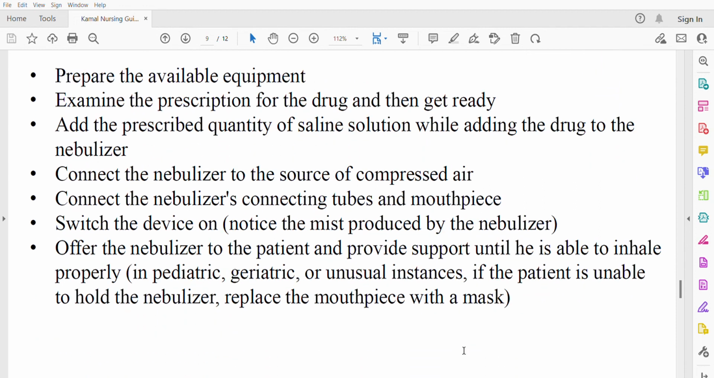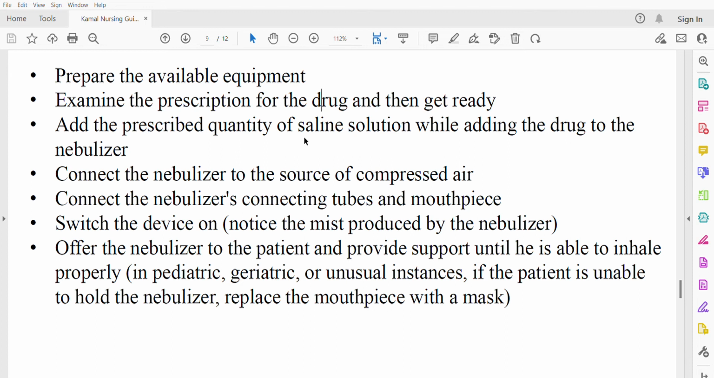And next, prepare the available equipment. We already discussed the equipment. Examine the prescription of the drug and then get ready. Always look for the prescription of drugs, like which drugs the doctor has prescribed. We have to cross check that.